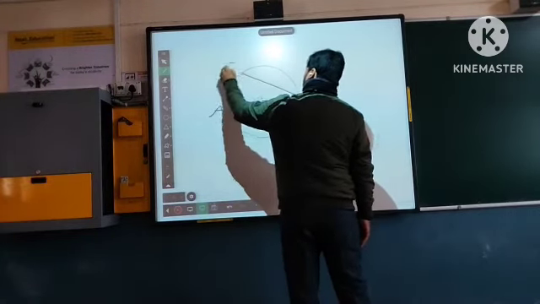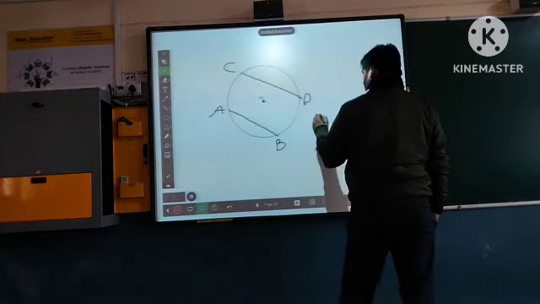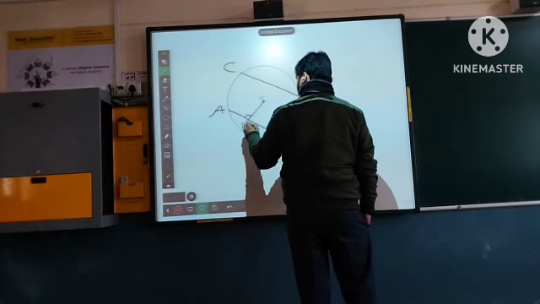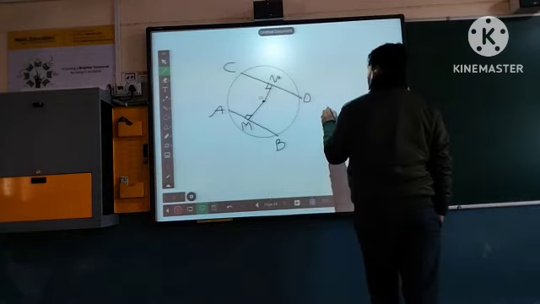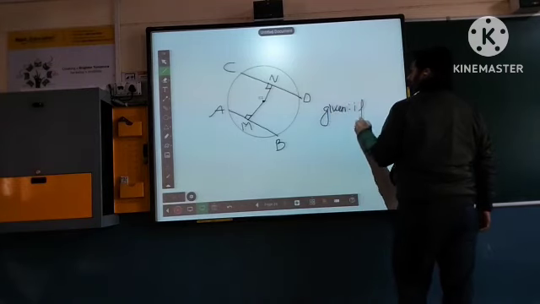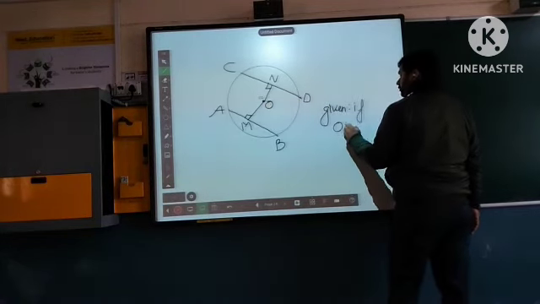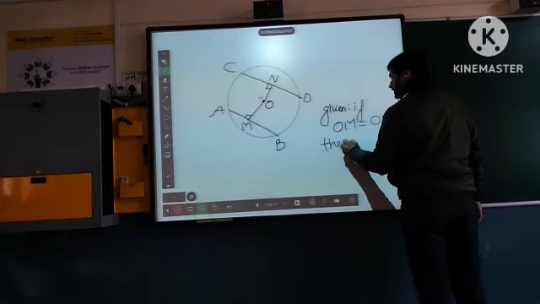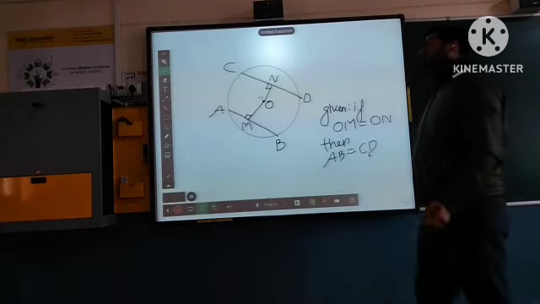Let us draw the circle and the two chords AB and CD. Then I am dropping the perpendicular from the center O to M and O to N. What is given to us? Given is that if the distances are equal, that is, if OM is equal to ON, then what will happen? Then you can say AB equal to CD. This is theorem number 15.4.